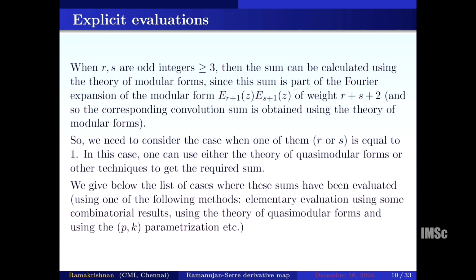The difficulty comes only when one of them is equal to 1. So we need to consider the case when one of them is 1. In this case, one can use either the theory of quasi-modular forms or other techniques, as I mentioned previously, to get this form.